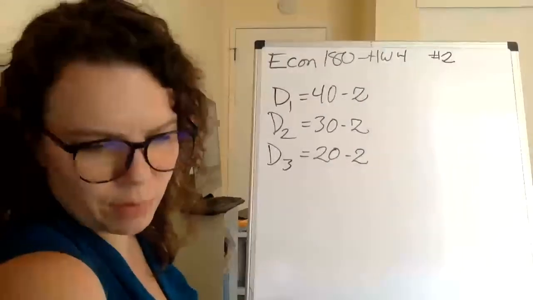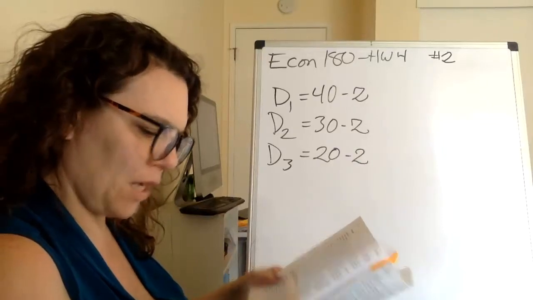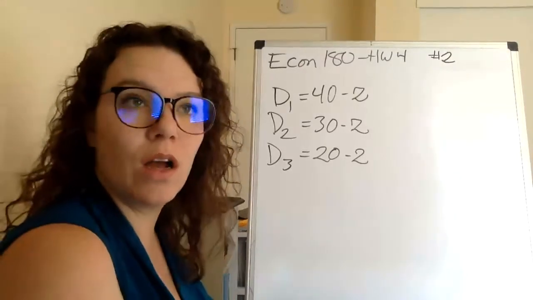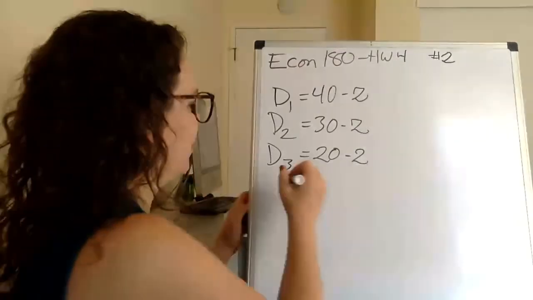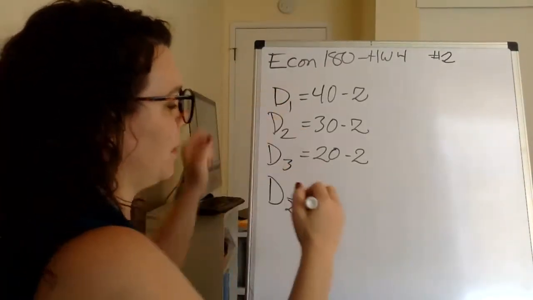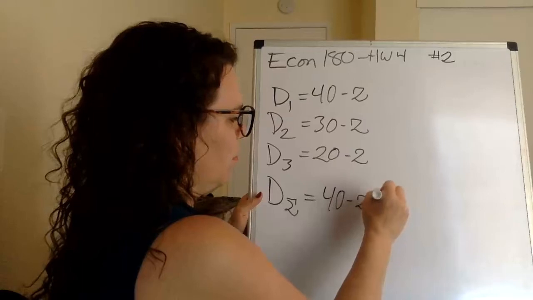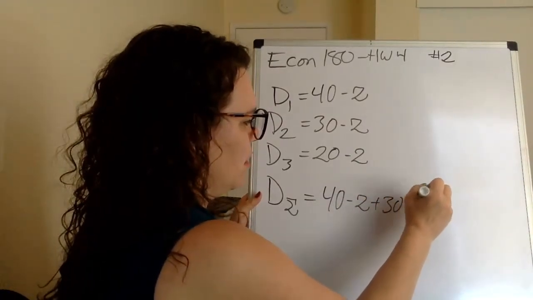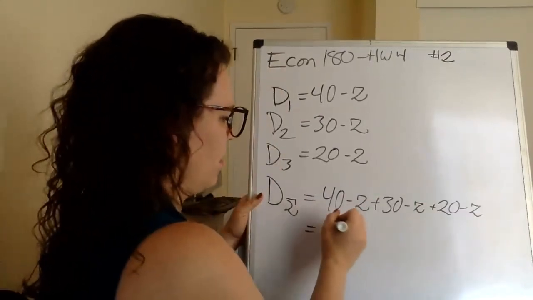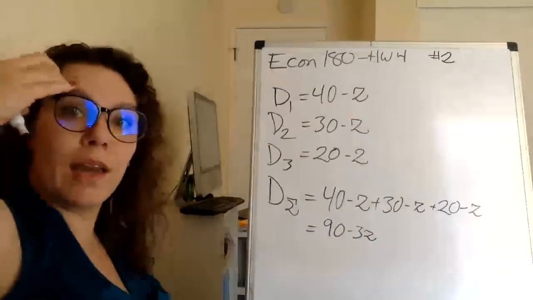And so the first part of the question asks you to find the height of the sum of those, the marginal social benefit curve. That's going to be the summation, which is just the sum of those 3 demand curves. So 40 minus z plus 30 minus z plus 20 minus z, or 90 minus 3z. And then what you want to do is go ahead and graph those 3 curves.